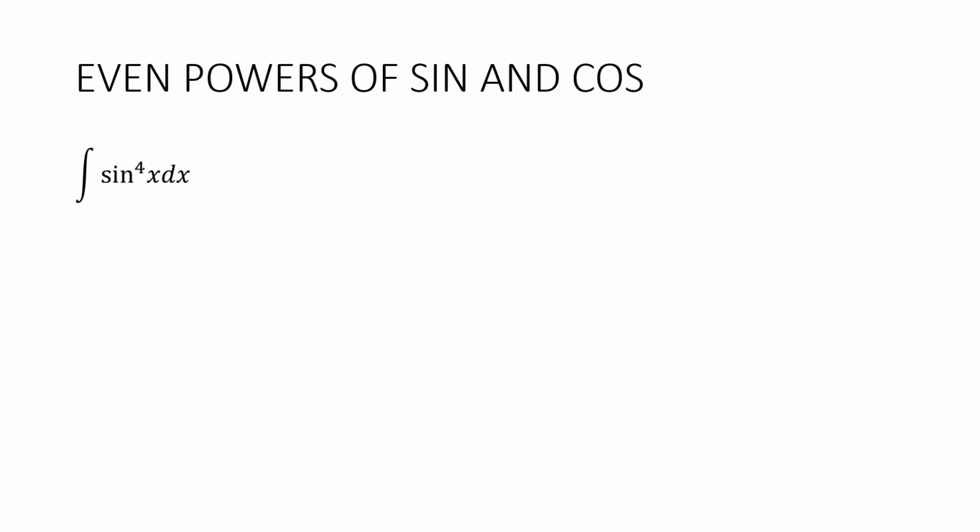Now you're probably thinking, well, what about even powers of sine and cos? And I'm going to cover those now, but we don't use the same method that we use for odd powers. In particular, we're not going to strip off a sine x and then use a substitution. Instead, we're going to recognize that sine to the power of 4x is the same as sine squared x all squared. And I'm going to use a trig identity. We're going to use cos 2 theta.